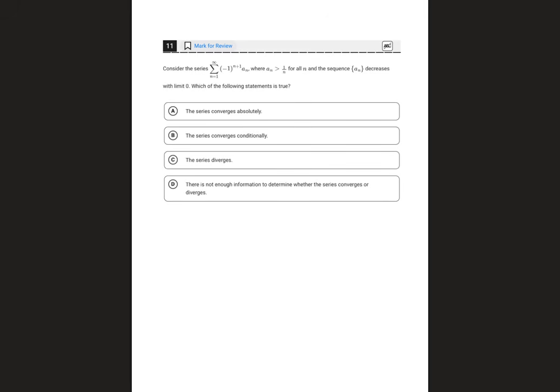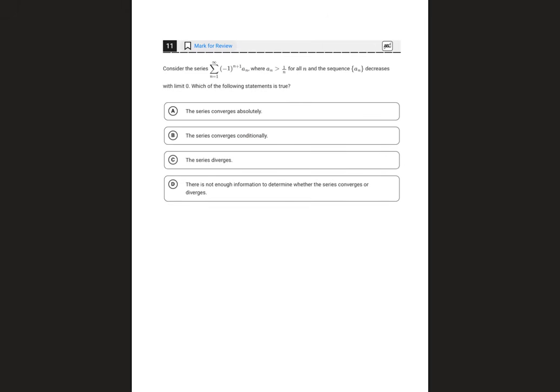First off, this whole series is an alternating series. And since the nth term decreases and the limit is 0, this series is going to be convergent. So we know it definitely doesn't diverge, and it's definitely not D. We don't know yet if there's enough information to determine whether it converges absolutely or conditionally, but there's definitely enough information to know that it does converge. So it's not C or D. We just have to figure out if it's absolute or conditional.